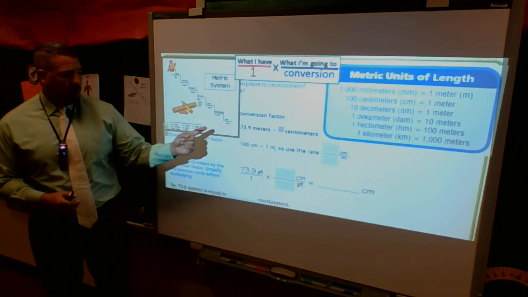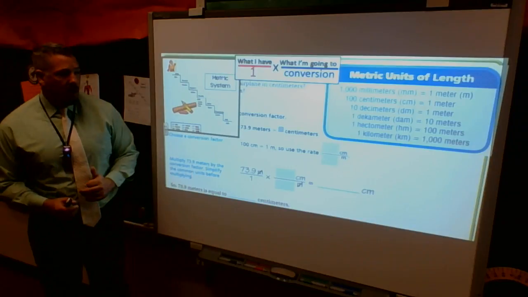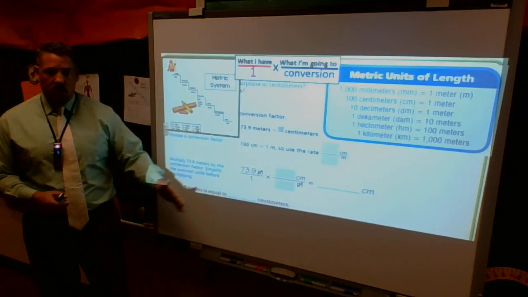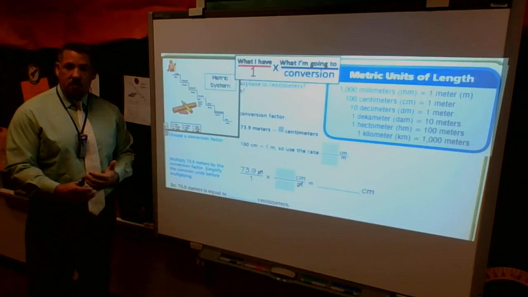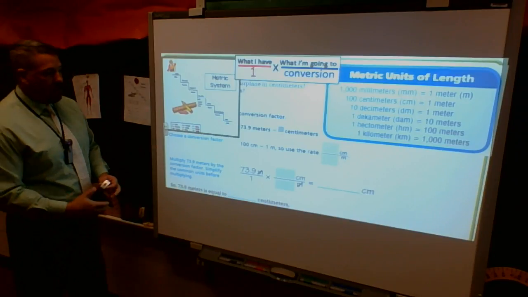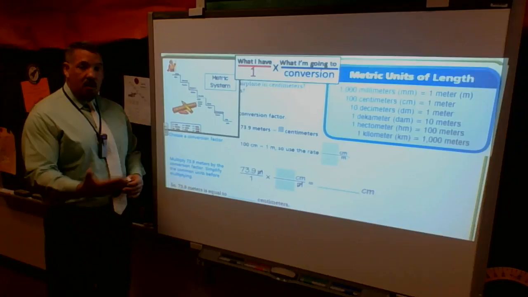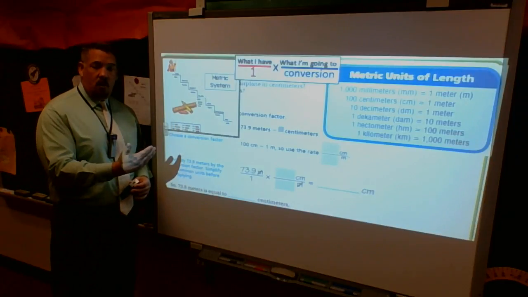I have 73.9 meters. I need to change it into centimeters. Now, when I look at King Hector, I can tell what direction I want to move my decimal and how many times. Because I start at meters, and once again, meters is usually the unit on my chart.